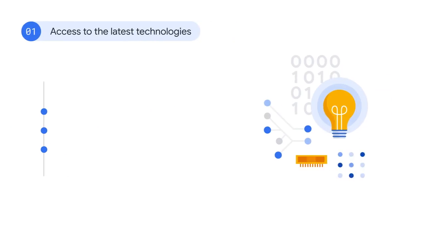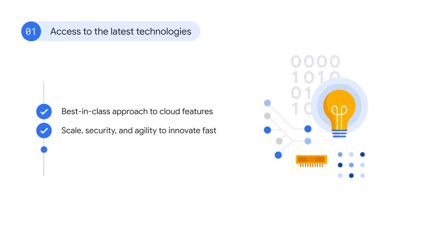Access to the latest technologies. Running workloads in multiple clouds empowers organizations to leverage the latest innovations and capabilities from each cloud provider, thus taking a best-in-class approach to cloud features and obtaining the scale, security, and agility to innovate fast. Cloud can help organizations build out capabilities, such as advanced analytics services, that might be difficult or impossible to implement in existing environments.